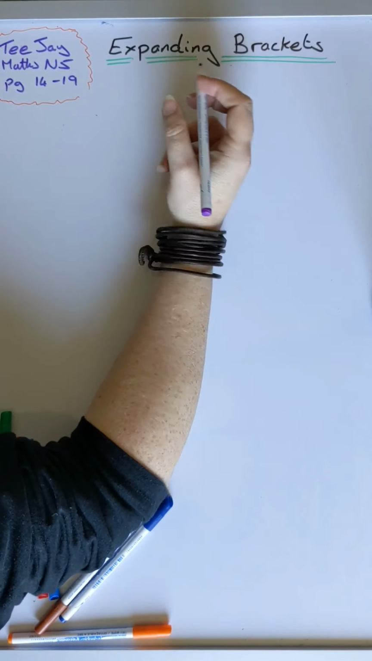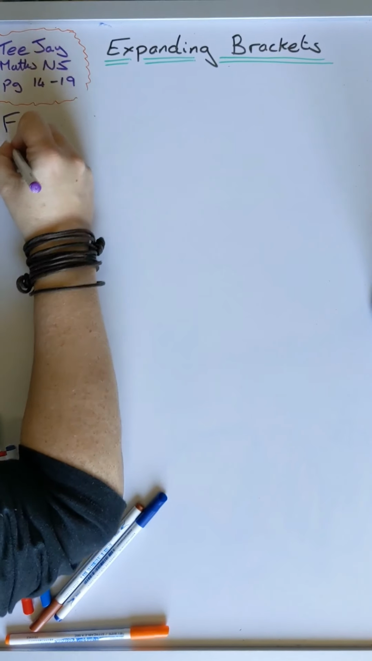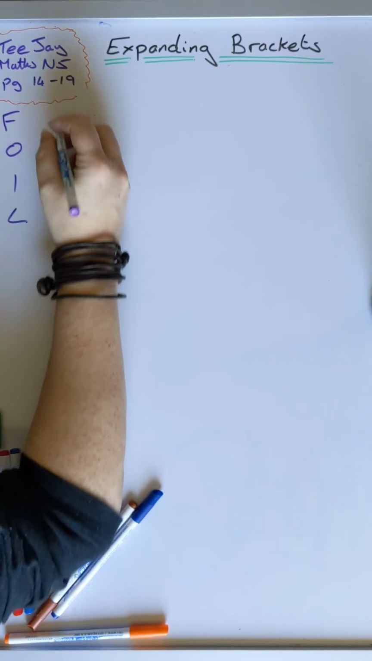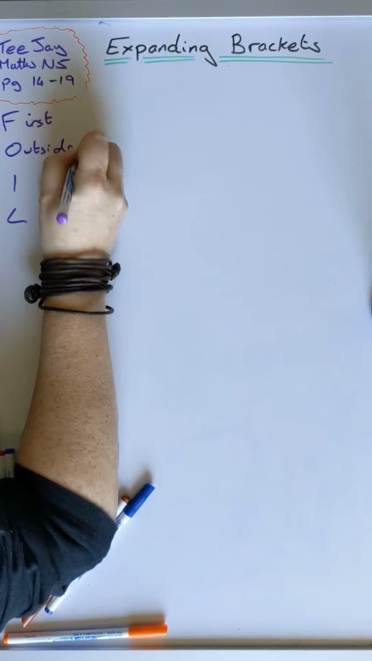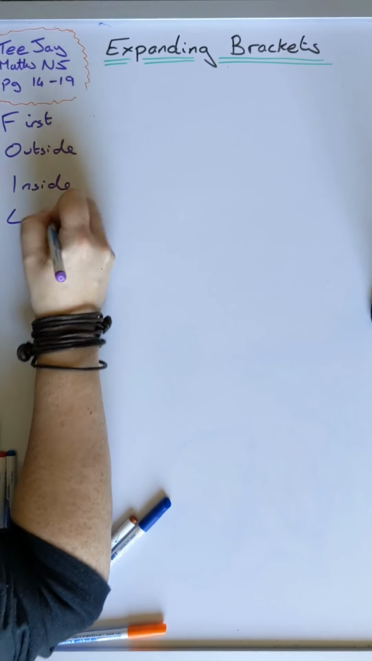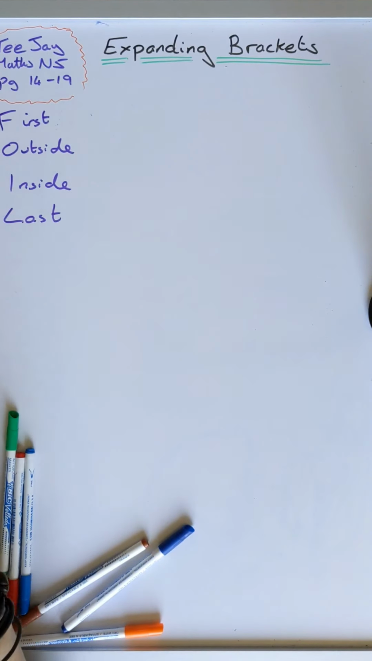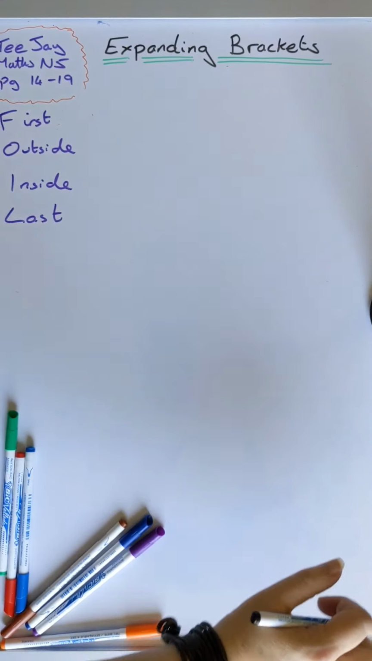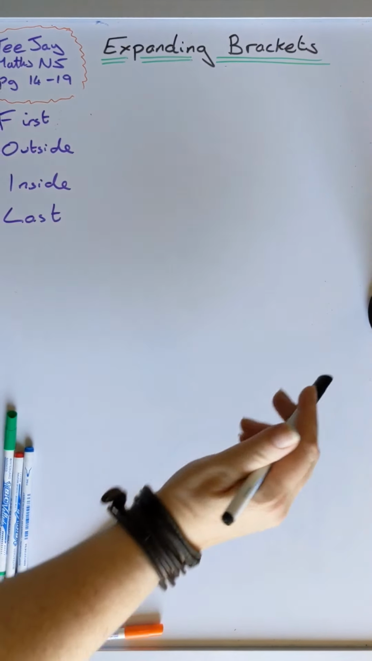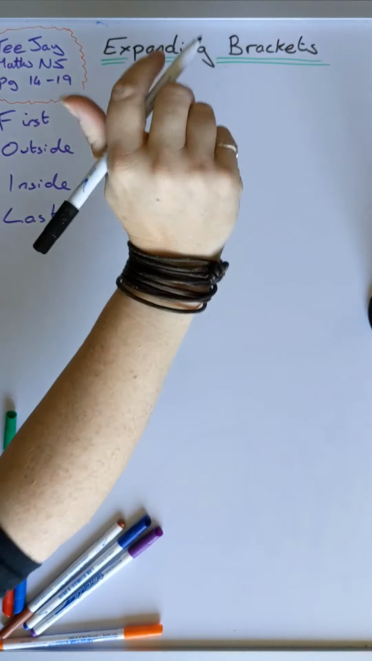We're going to use a technique, first of all, called FOIL, which is first, outside, inside, and last. This also has another way of doing it called FACE, but I'll show you how that comes about in a second.